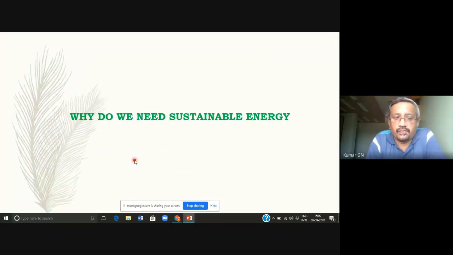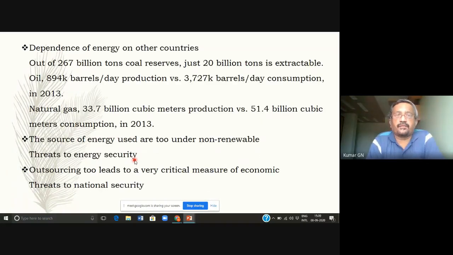So why do we need sustainable energy? Okay. So here, for example, I already pointed out some issues. Including coal, out of 269 billion tons of coal reserves, just 20 billion tons is extractable. The remaining is there in the earth and very difficult to extract, or the operating cost is very high. So that is one part, and the quality of that one is also not good. Okay, so bituminous coal.